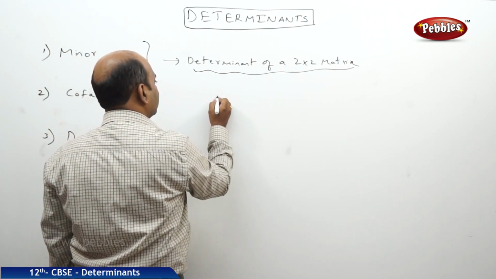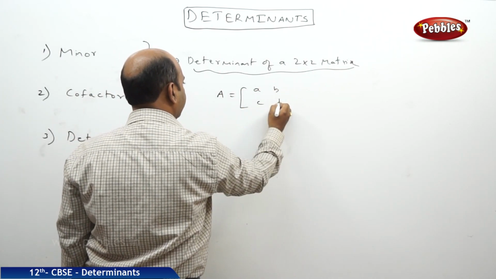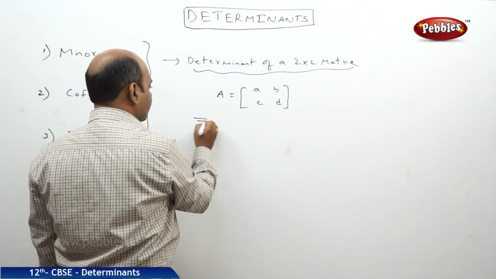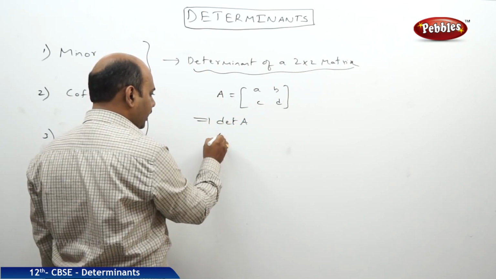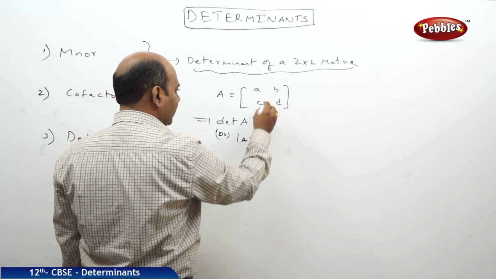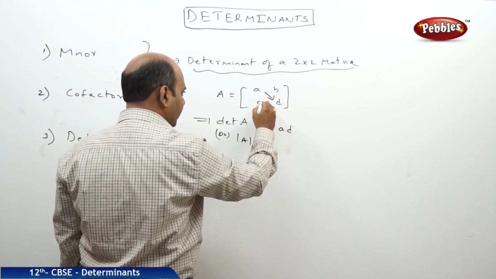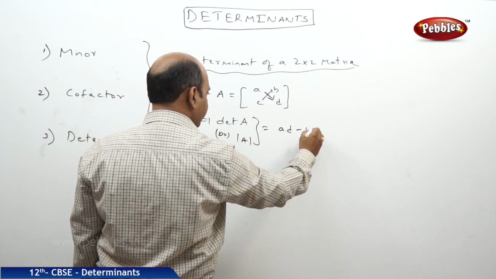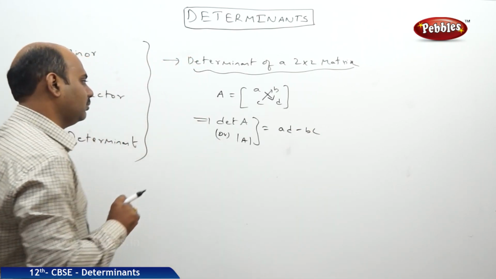So, for example, if I take a matrix capital A equal to a, b, c, d, the determinant of a matrix is generally denoted by det A or modulus of A and is defined like this. Observe carefully, ad minus bc. This one we call the determinant of a 2 by 2 matrix.